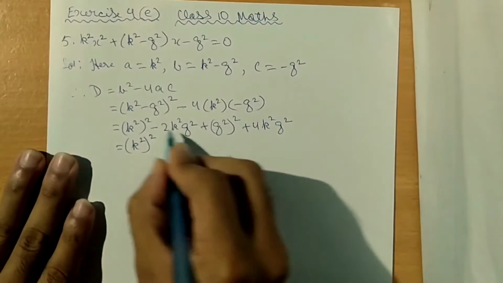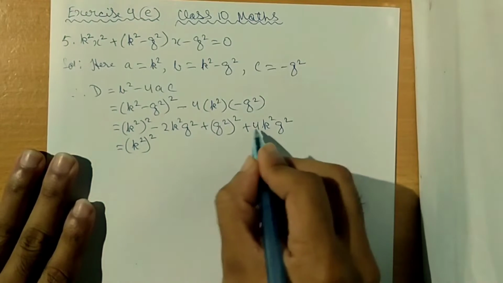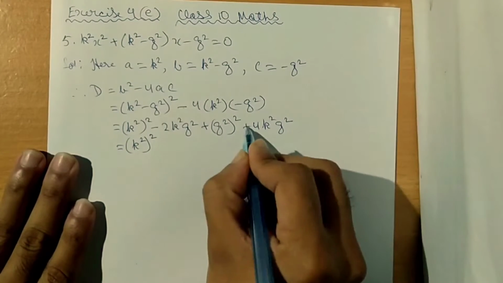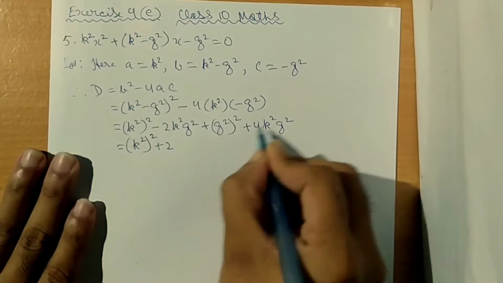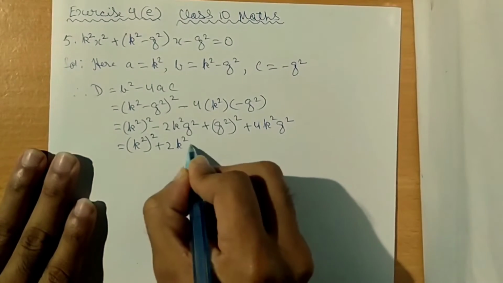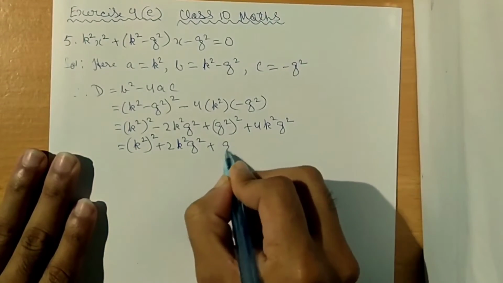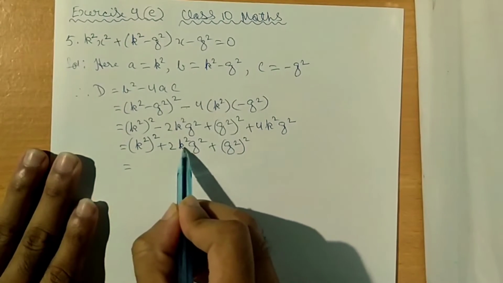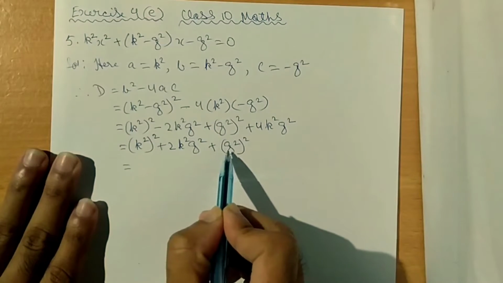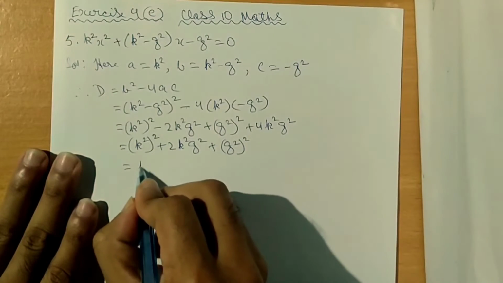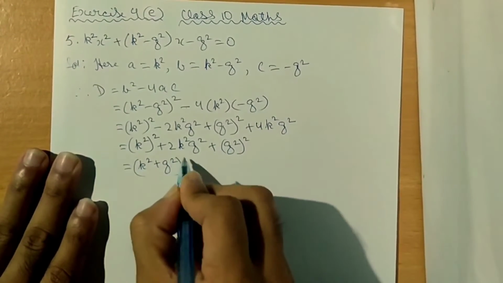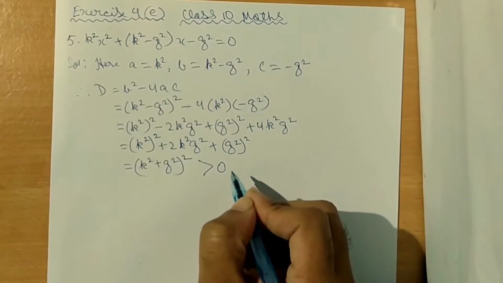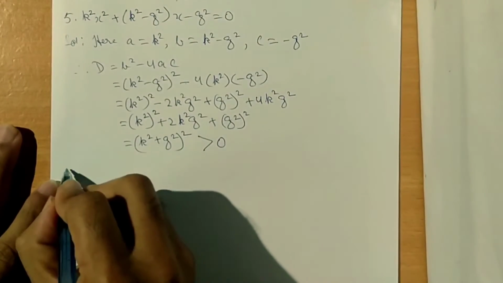Minus 2 k squared q squared plus 4 k squared q squared. The bigger number is positive, so the answer is positive: 4 minus 2 gives 2. So we get 2 k squared q squared plus (q squared) whole squared, which is of the form a squared plus 2ab plus b squared. This is the formula for (a plus b) whole squared, where a is k squared and b is q squared. So it will be (k squared plus q squared) whole squared, which is greater than 0.